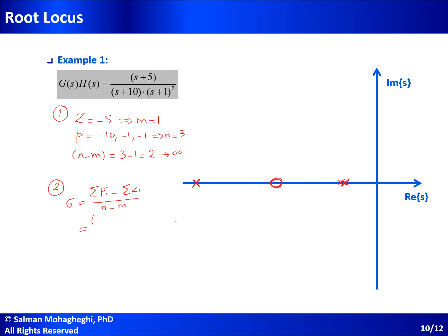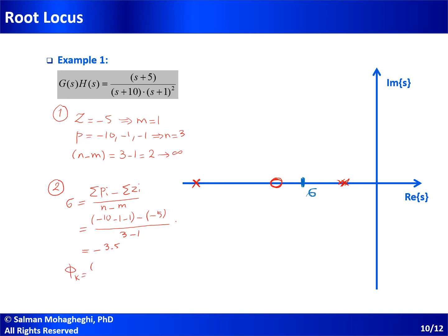So my poles are minus 10, minus 1, minus 1, minus parentheses, the summation of all the zeros. And I only have one zero at minus 5. Divided by 3 minus 1. So the numerator will be minus 12 plus 5, which is minus 7, divided by 2, which is minus 3.5. Let me use a different color. So let's say this is 3.5 more or less. So this is my point sigma. This is where all the asymptotes will intersect. Next, I will have to find the angles of the asymptotes.